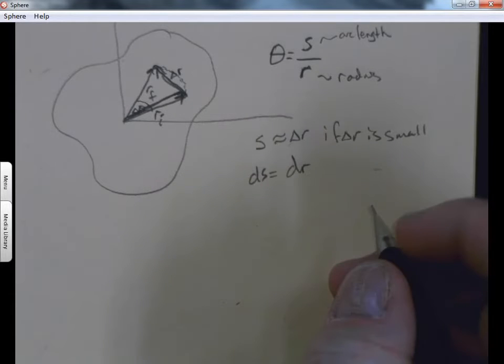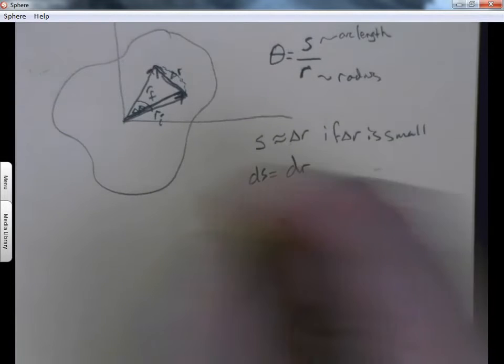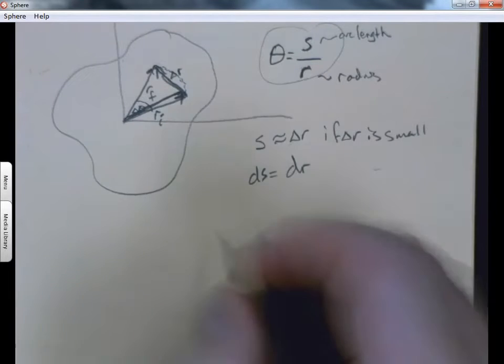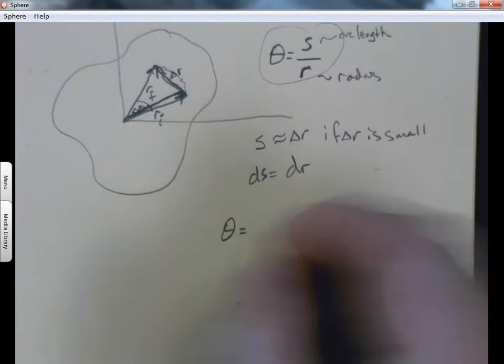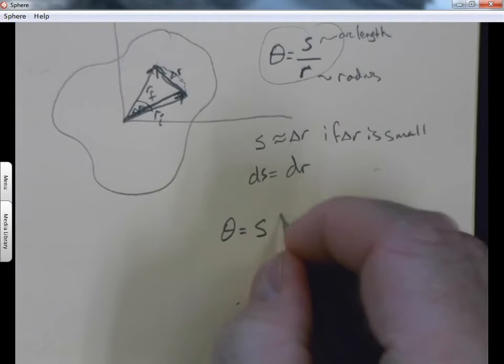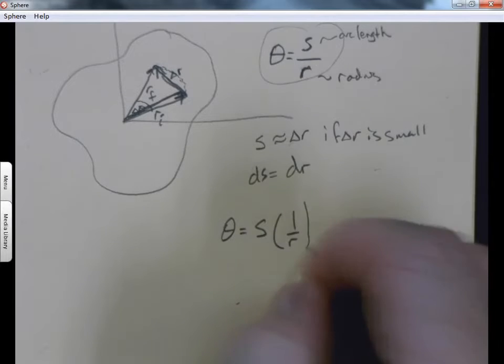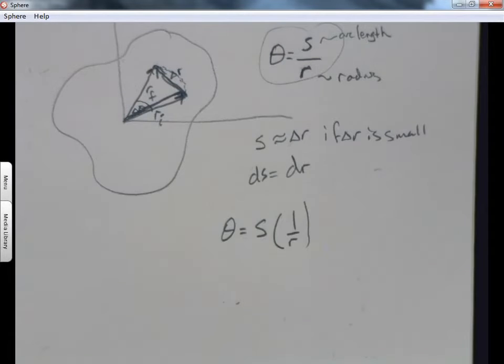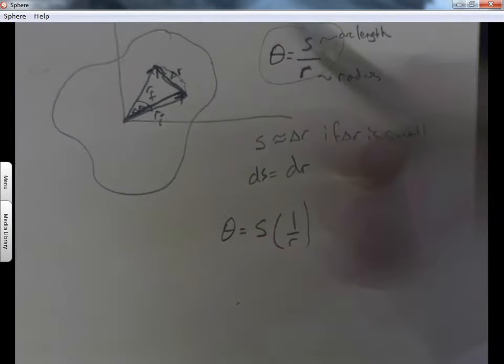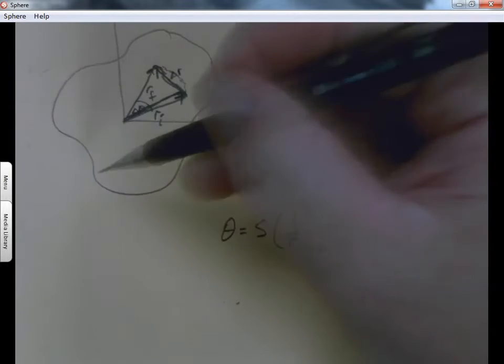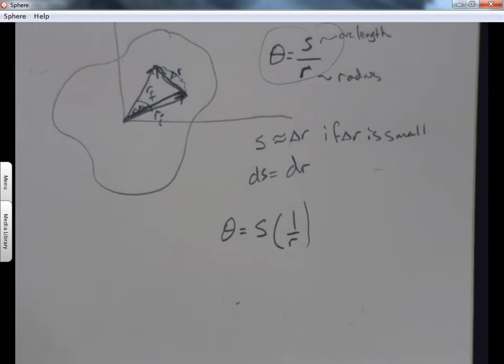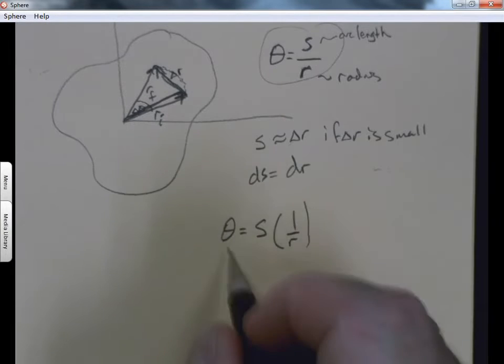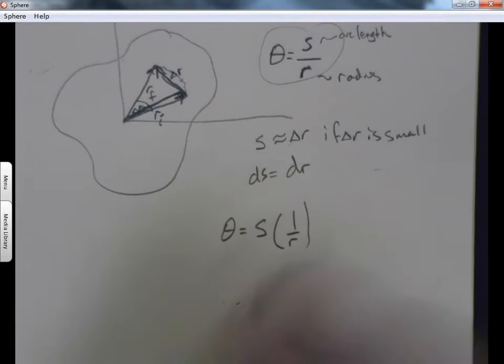All right. So, we can rewrite this up here, and we're going to rewrite this as theta equals S times 1 over r. All right? Because r isn't going to change. If we have an object that's rotating, the radius isn't going to change. If we have this point right here, and this point is traveling in a circle, the radius doesn't change. Just where it is going to change.